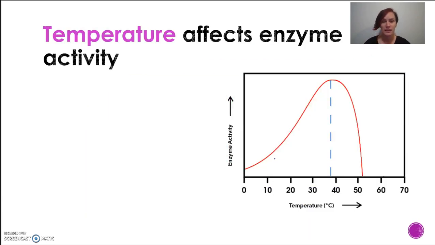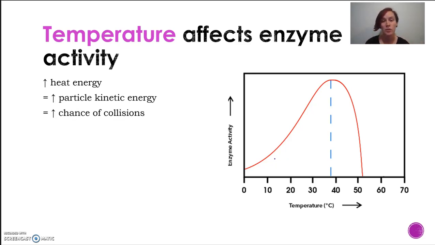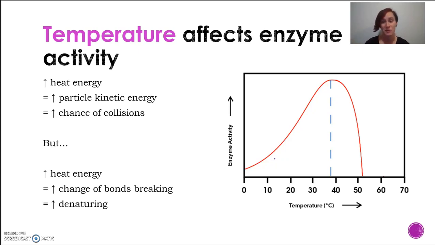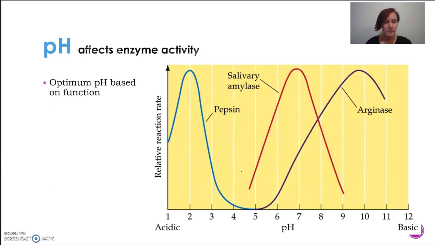Now, temperature affects enzyme activity for a few different reasons. If you have an increase in heat energy, the particles get more kinetic energy and start moving a lot more, which increases the chance of collisions. However, if that goes too far and we have too much heat energy, we start to change the bonds in that protein, and therefore it can denature. So there's that tiny little realm, you might call it the Goldilocks region, where it's working really well, but as soon as we get too hot and it starts to denature, the enzyme activity is going to drop massively.